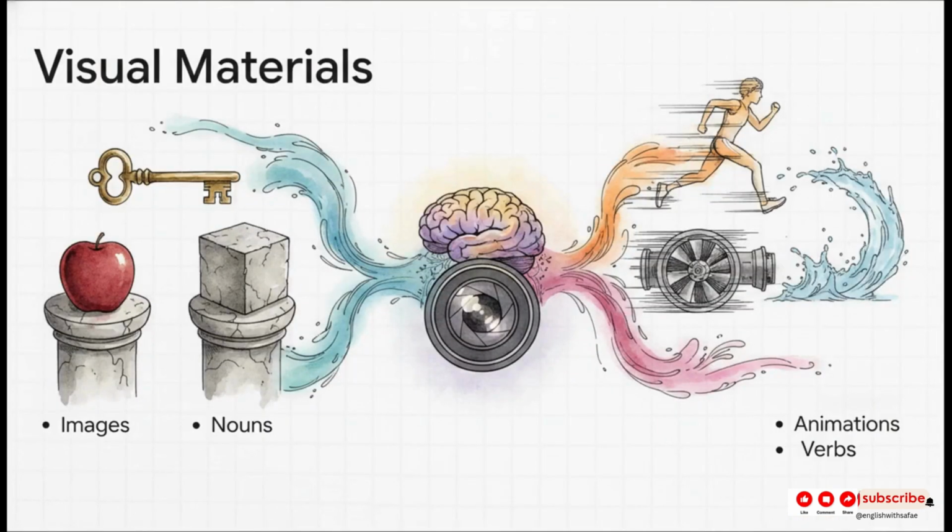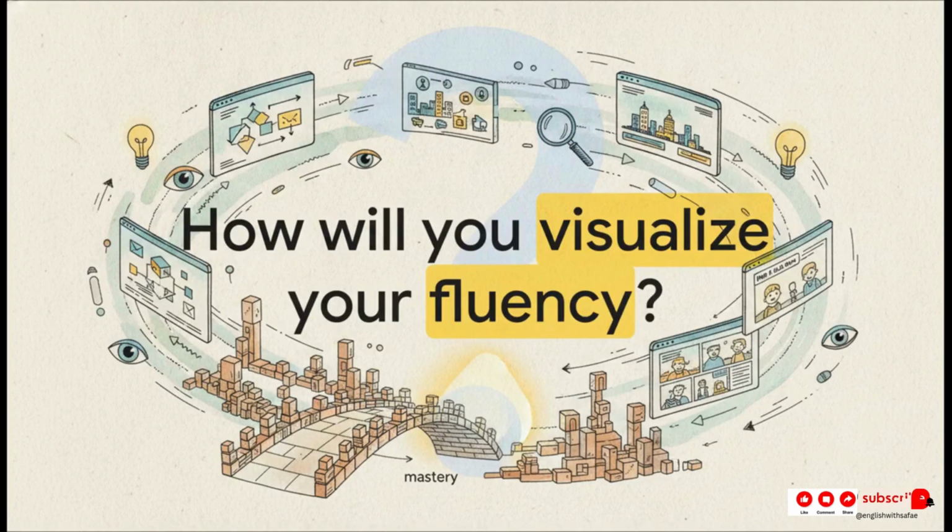Images provide the static vocabulary. They're the nouns. Animations provide the action, so that's your verbs and grammar in motion. And here is exactly why this is so insanely powerful. The human brain processes images 60,000 times faster than text. 60,000. By pairing animations with images, you completely bypass that slow, clunky translation phase, wiring English directly into your brain's visual processing center. So, I'll leave you with this to chew on.